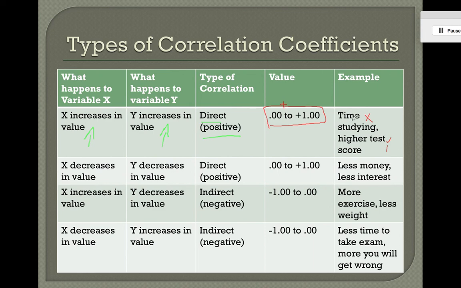So here, the more time that you spend studying, the higher the test score. That's what we would assume. So we would assume that as x goes up, y goes up. We're going to have a positive correlation. Thus, you're going to have a value that is anywhere between 0 and a positive 1.